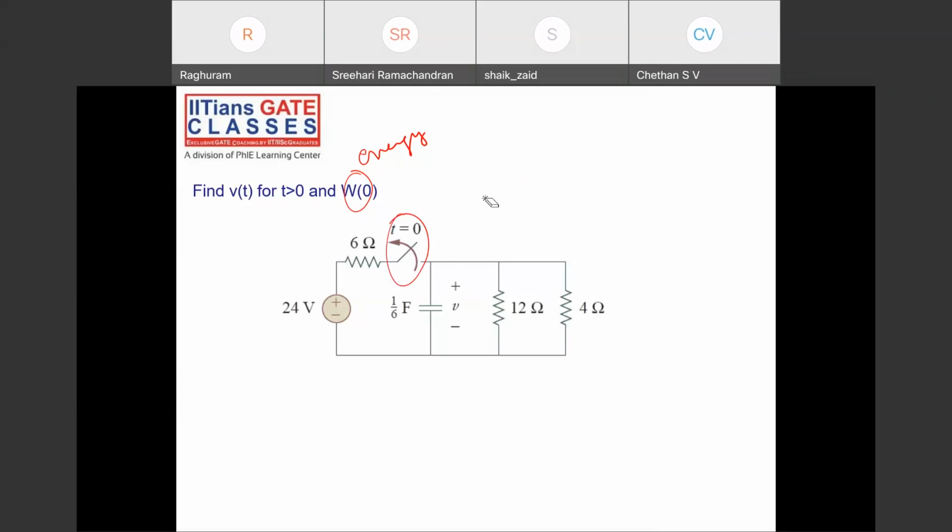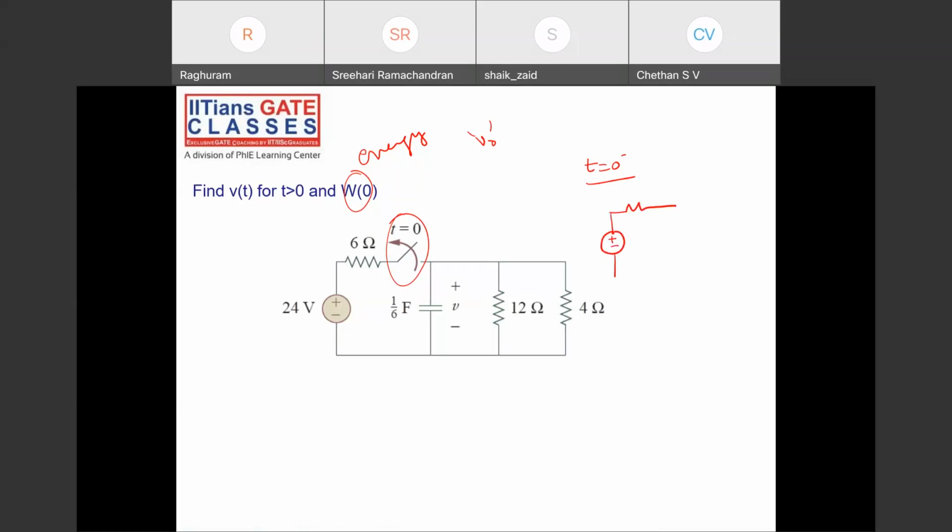The switch is getting opened at t equal to 0. That means at t equal to 0 minus the switch is closed. You have to find V naught. For finding V naught, you have to take the condition at t equal to 0 minus and draw the circuit. At t equal to 0 minus, what is the position of the switch? The switch is closed.